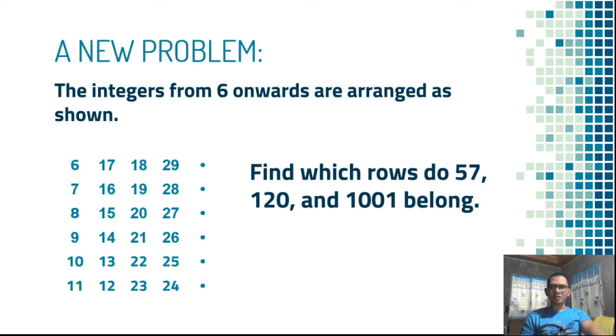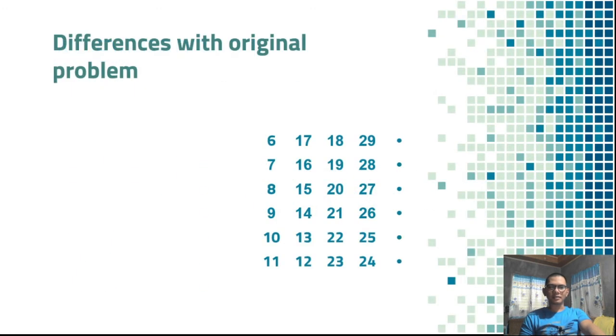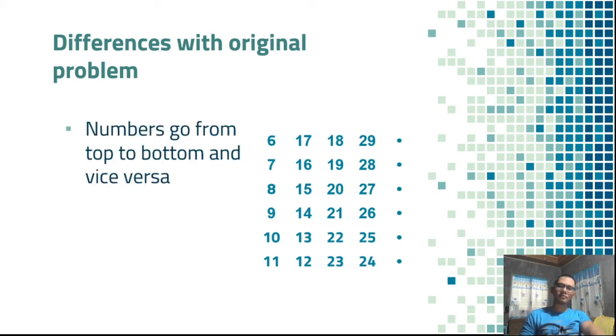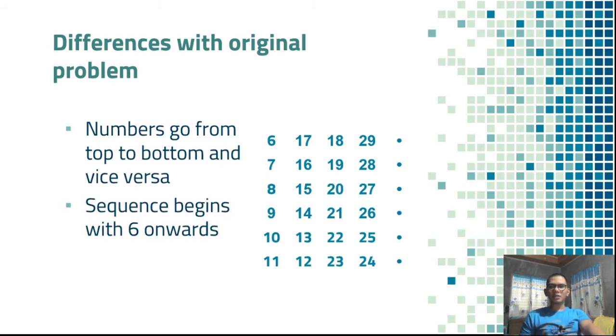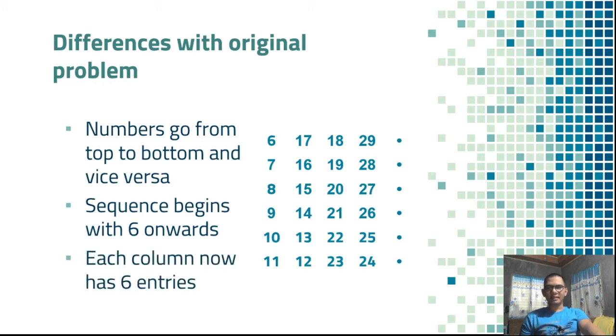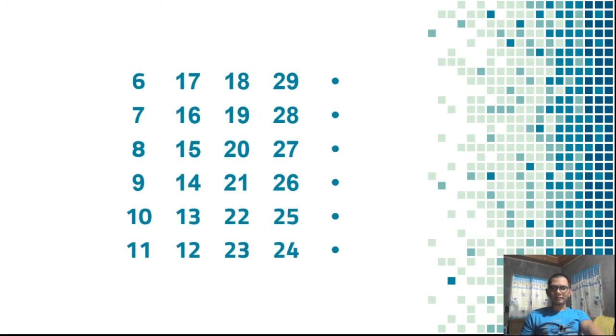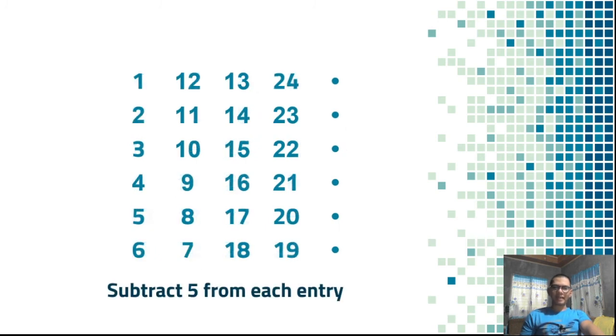Now this problem I've constructed here has many similarities to the original problem, but there are a few key differences. Number 1. The numbers go top to bottom, then bottom to top, instead of the original left to right, right to left. The number sequence begins with 6 instead of 2, and each column now has 6 entries instead of the 4 entries from the original problem. My approach to solving this problem is to make the sequence start from 1 instead. So in order to see the pattern and apply the modular arithmetic we've done earlier, we will subtract 5 from each entry, and now we see the clear pattern.